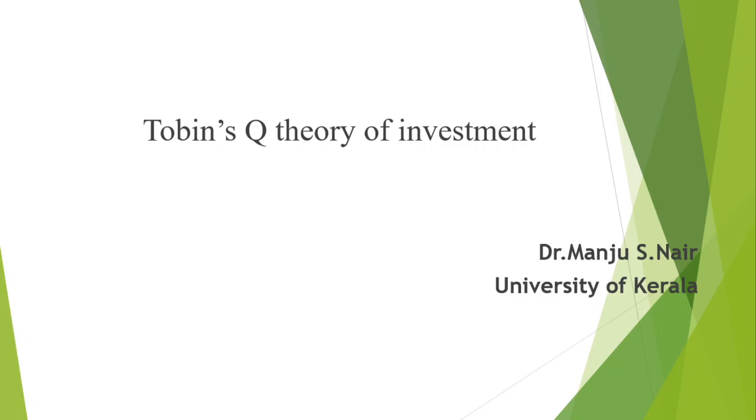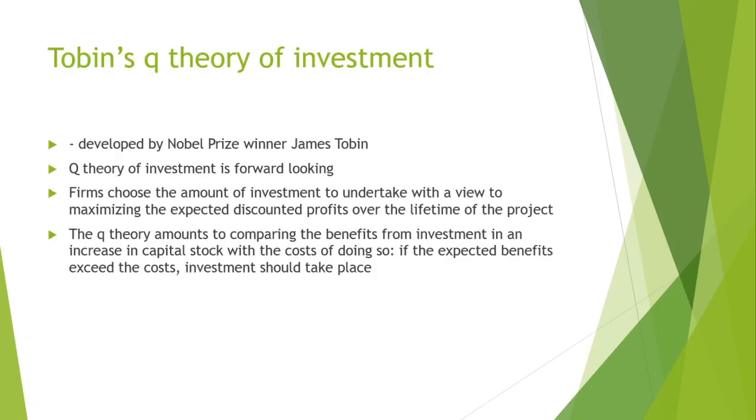So today we will discuss Tobin's Q theory of investment, which was developed by the Nobel Prize winner James Tobin. Q theory of investment is forward-looking. So what do you mean by a forward-looking theory of investment? Here the firm takes into consideration the expected discounted profits of a project during its lifetime. So it takes into consideration the future income that is generated out of investment. That's why it's called forward-looking.